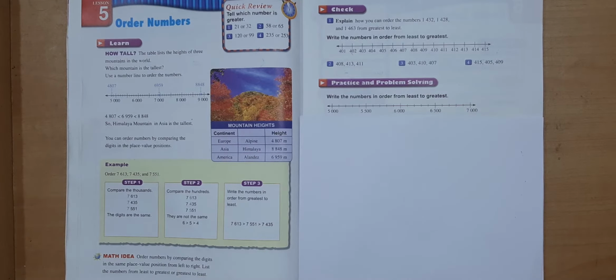415, and the number is 405, and then we have 409. And again, we're going to order these numbers from the least to the greatest.